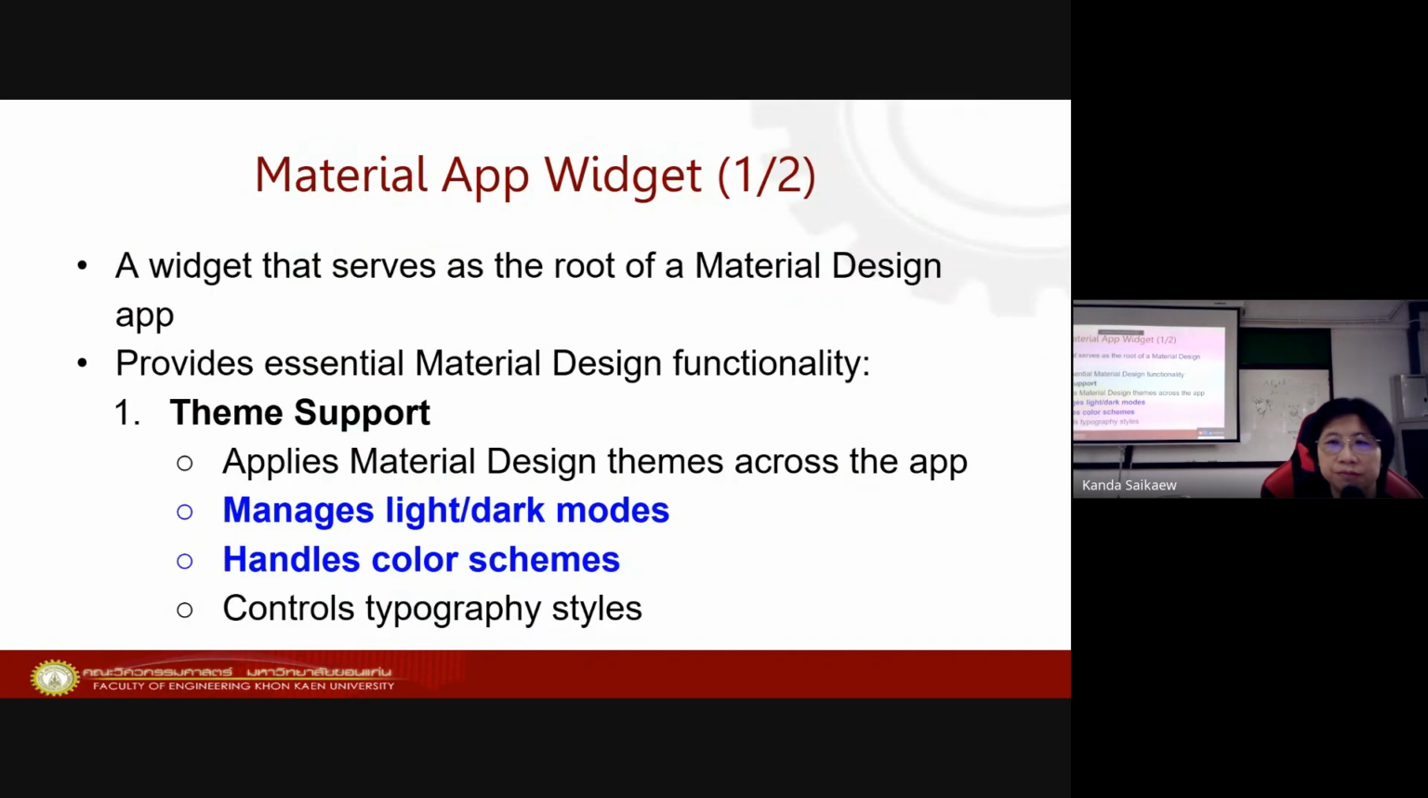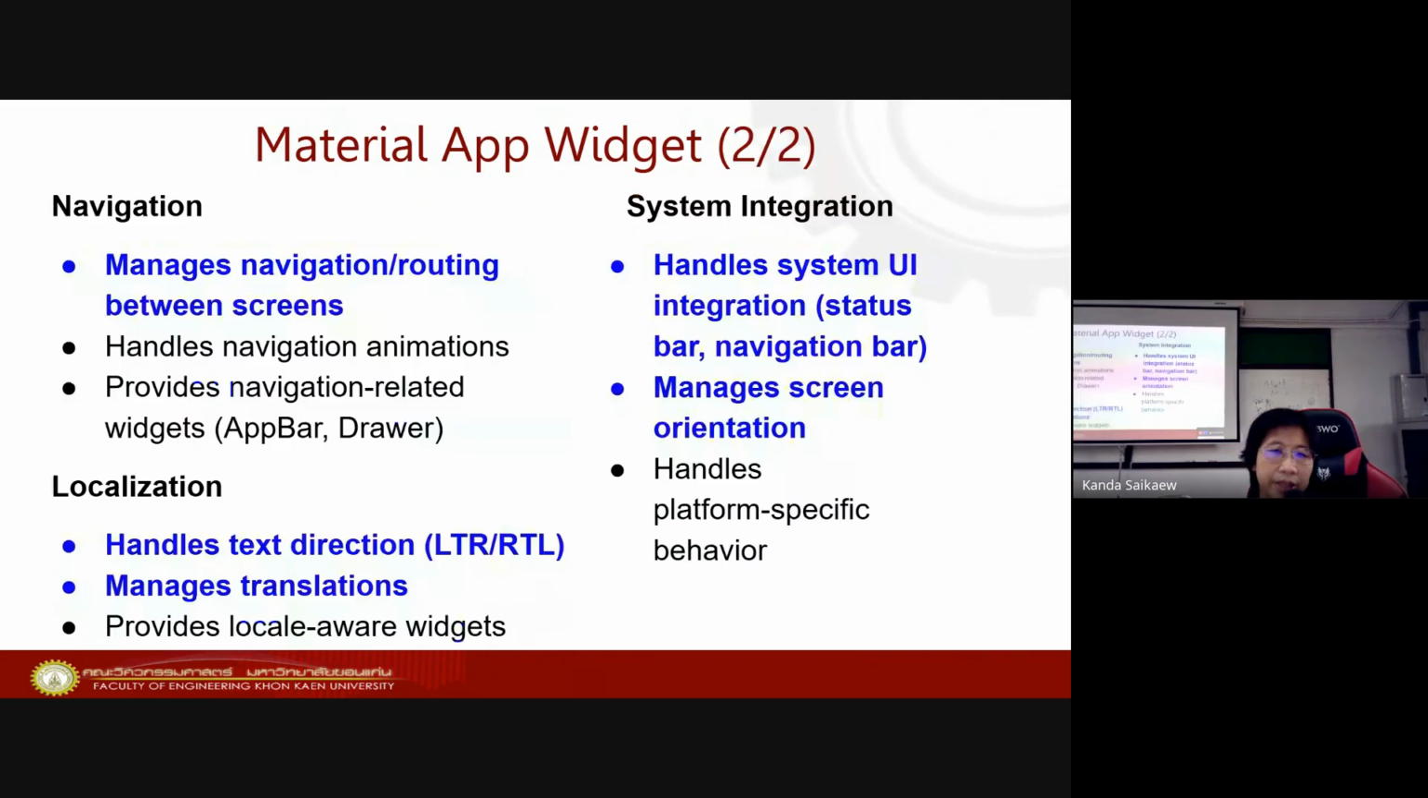Okay, and then here, material app serves as the root of a Material Design app, and it provides essential Material Design functionality like theme support. Here you can see that, like the text, the direction inherits the style as left to right, right? And it also manages light and dark modes. It can handle color scheme, and it can also manage navigation routing between screens and handle navigation animations.